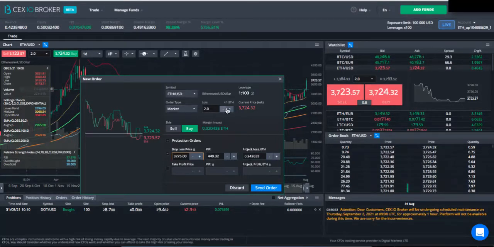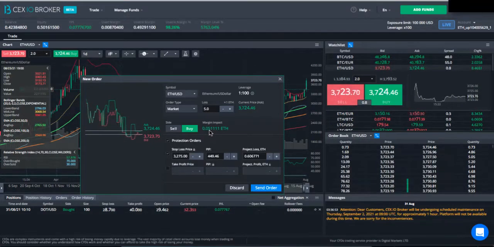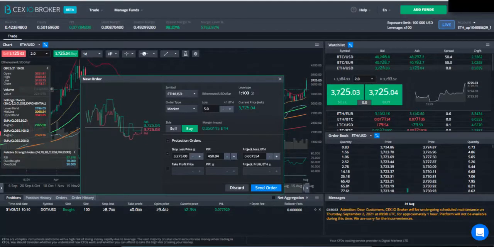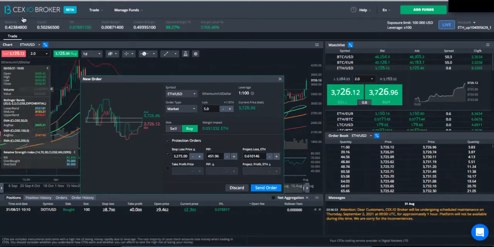Now, let's look and see, what if I chose a larger lot size, right? Let's say I did 5 Ethereum. Then it adjusts and tells me what the margin impact is. And if Ethereum goes down to this price, my loss would be 0.6, which if you look at my account right now, that's actually more Ethereum than what I have in my account, right?